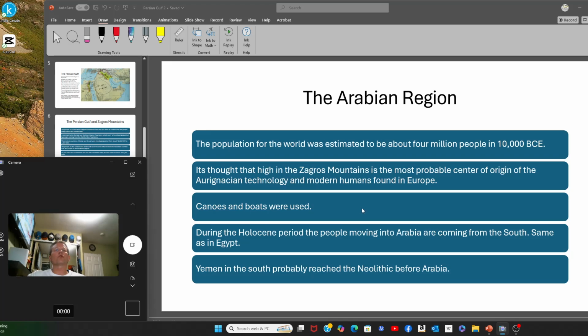Canoes and boats were used. And during the Holocene period, the people moving into Arabia are coming from the south, same as in Egypt. In Egypt, people are moving from the south, from Ethiopia and from Nubia. And then here in Arabia, the people are also coming from the south, from Yemen and from Oman.